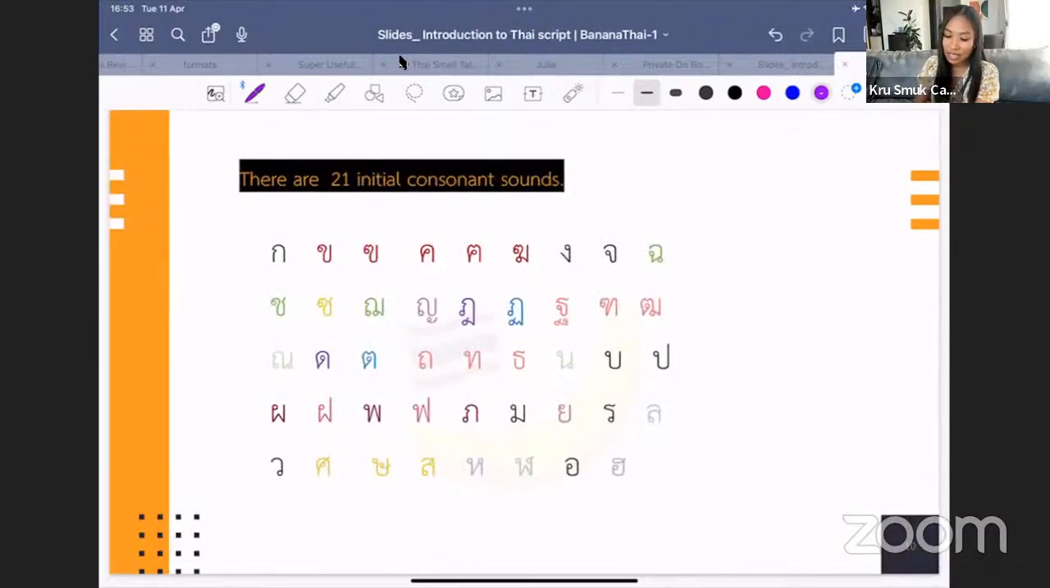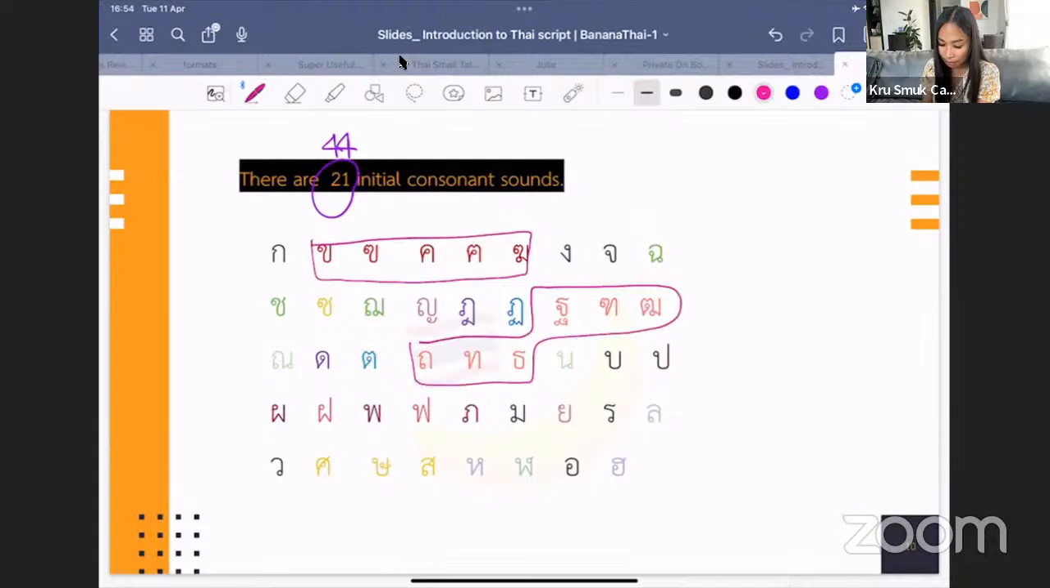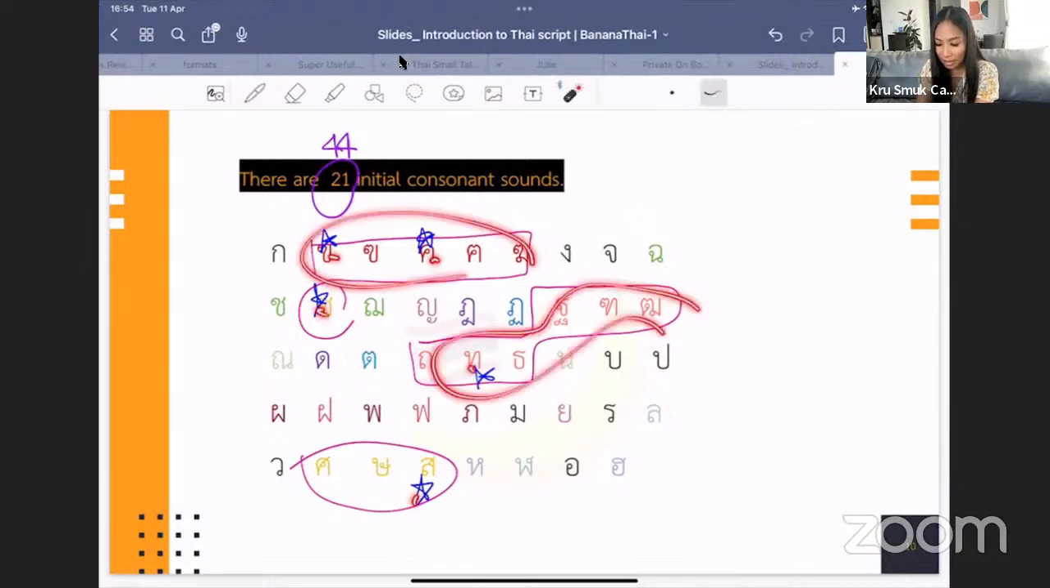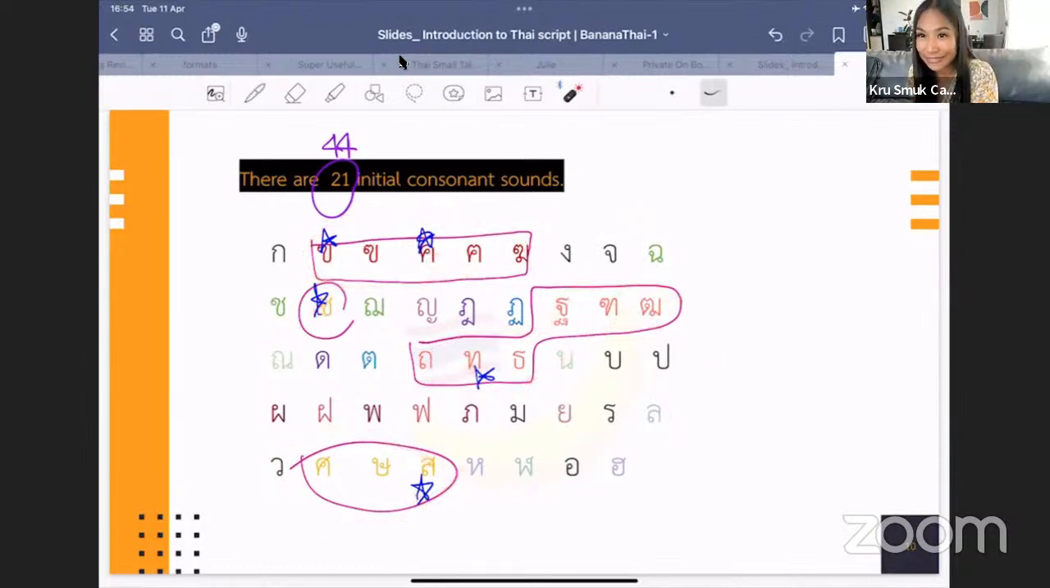Okay, and as I mentioned, there are 44 Thai consonant letters, but there are only 21 initial consonant sounds. So I grouped them very briefly for you. As you can see, all these share the same initial sound. All of these share the same initial sound. The ones in black have a unique sound. But as you can see, there is always a main one in each group. If you remember these five, out of all this, you already cover 80% of Thai basic words. So always find the highlighted consonants in each sound group.